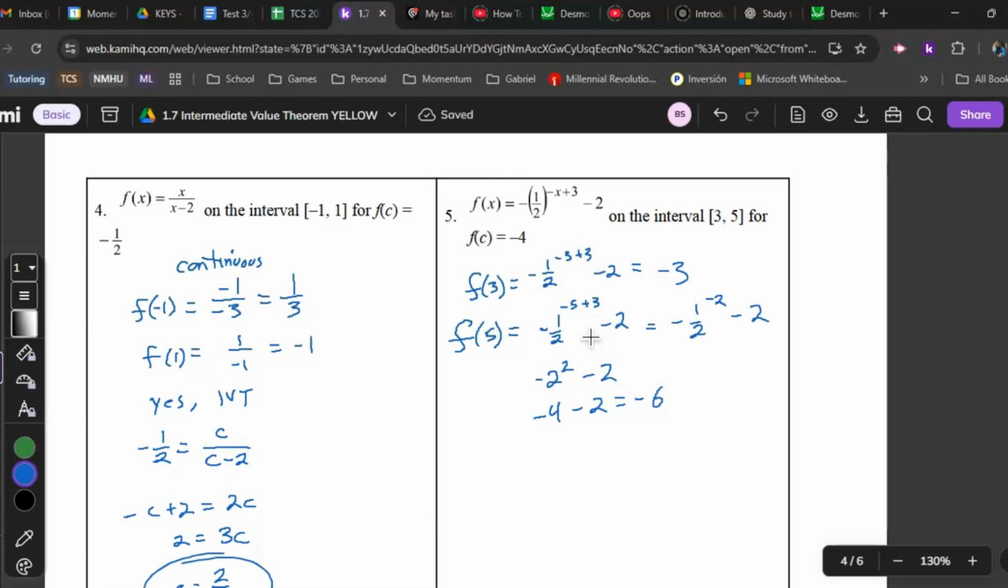All right. So now negative 4 is between negative 3 and negative 6, so IVT works. Then we need to actually work it out. Negative 4 is going to be equal to negative 1/2 to the negative c plus 3, minus 2. Copying out the equation, let's start solving for that c. Add 2 to both sides. I'm going to get negative 2 equals negative 1/2 to the negative c plus 3.